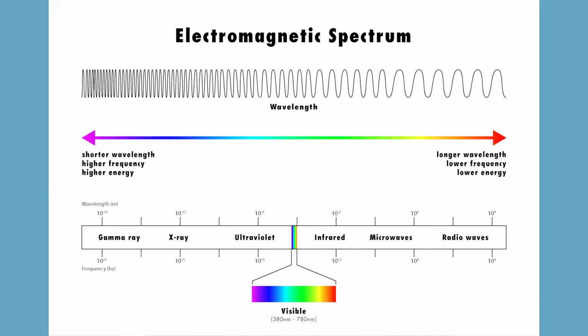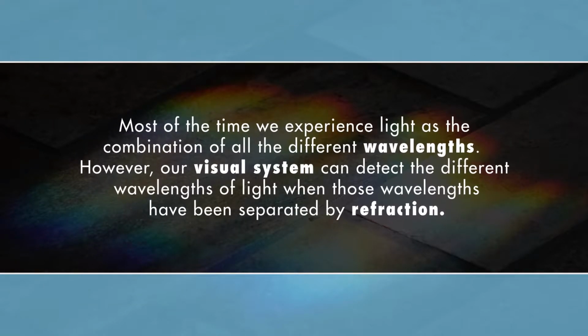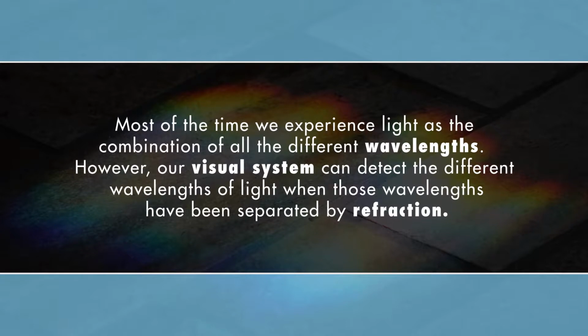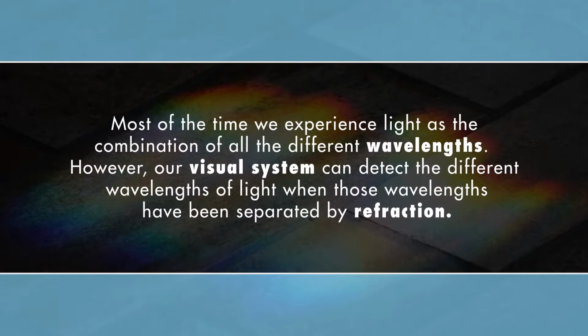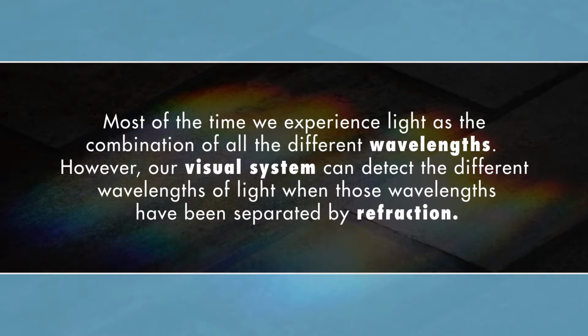On the contrary, the visual light range for humans is very small, between 400 and 700 nanometers, and falls between infrared and ultraviolet on the electromagnetic spectrum. Things like light bulbs, fireflies, and stars all emit light that is visible to humans. Most of the time we experience light as a combination of all the different wavelengths. However, our visual system can detect the different wavelengths of light when those wavelengths have been separated by refraction.